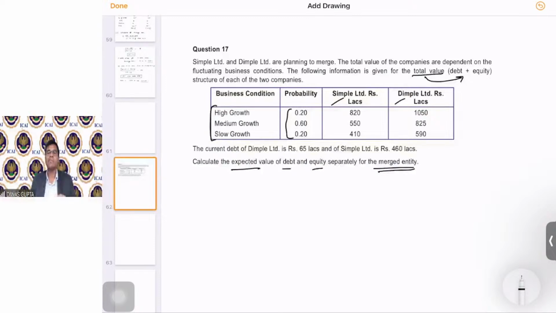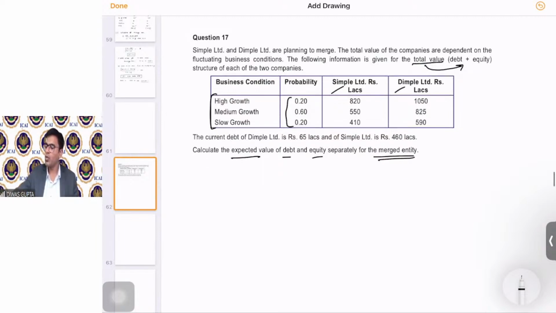Now, please understand, the equity of Dimple Limited and Simple Limited will be combined in the merged entity. Why? Because for this value of equity, they will be issuing a purchase consideration in the form of cash or in the form of equity shares that will again add to the equity value of Simple Limited, right? If, let's say, Simple Limited is acquiring. Okay, so this is a very unique question, students. Now, I want all of you to tell me how to go about this. Can anyone tell me how to go about the solution for this, students?